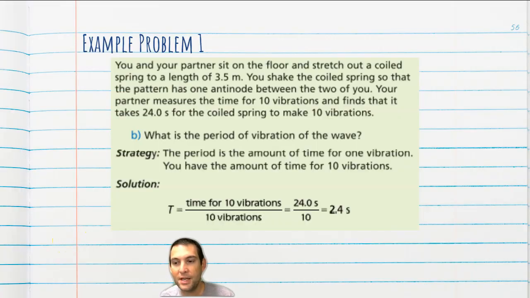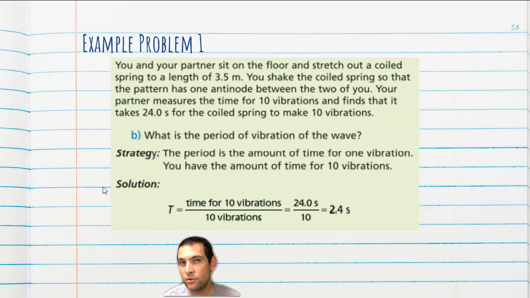Next, what is the period of vibration of the wave? Period is the inverse of the frequency. It is the time it takes for one complete cycle. We didn't measure one complete cycle, we measured 10 cycles, 10 vibrations. So the time that it took for 10 vibrations, divide that by the number of vibrations that we had, and that'll give us 2.4 seconds for the time for one vibration.